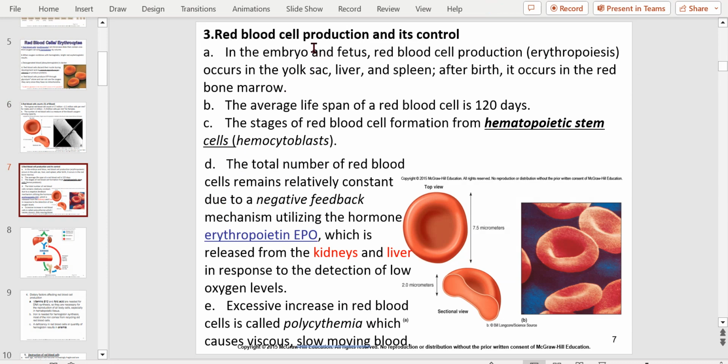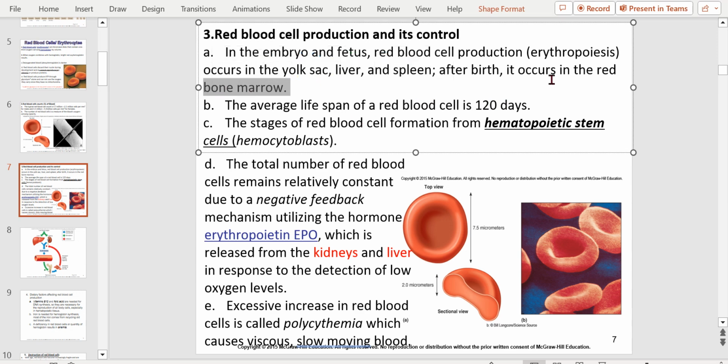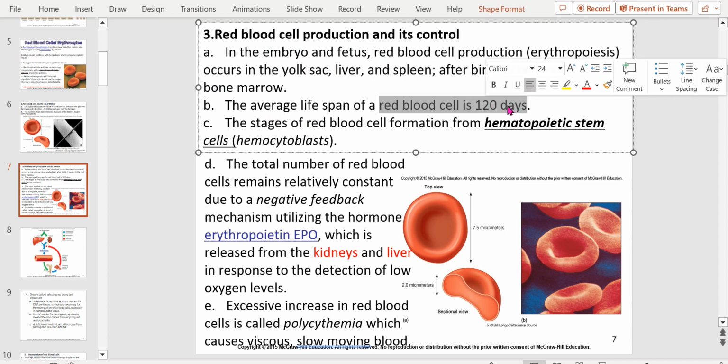When we're talking about RBC production and its control, you're talking basically the kidneys, the liver as well. In the embryo and the fetus, RBC production, erythropoiesis, great word, occurs in the yolk sac, liver, and spleen, but after birth it occurs in the red bone marrow of the bones. Erythropoiesis occurs in the bone marrow for adults. The average lifespan of an RBC is about 4 months. Tends to be about 3 to 4 months, somewhere in there.